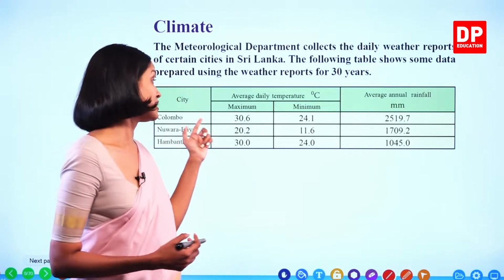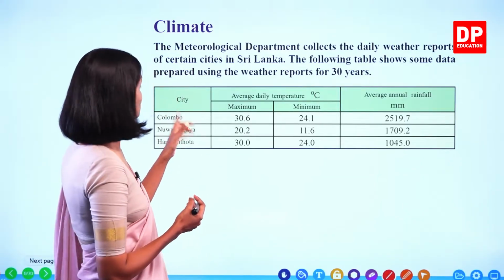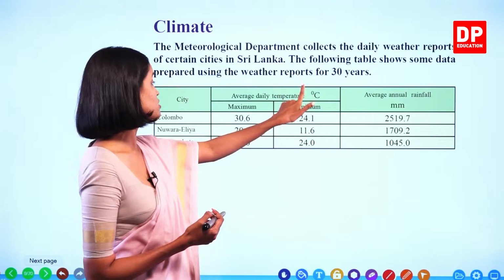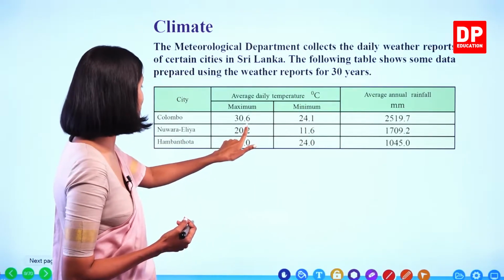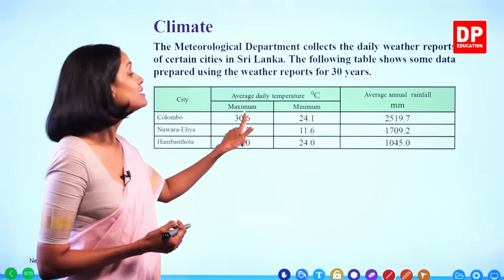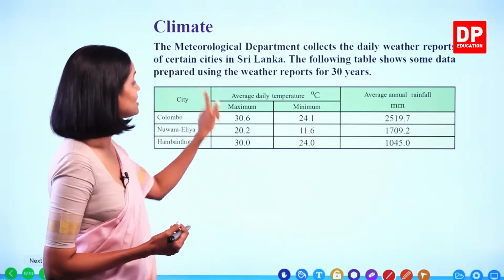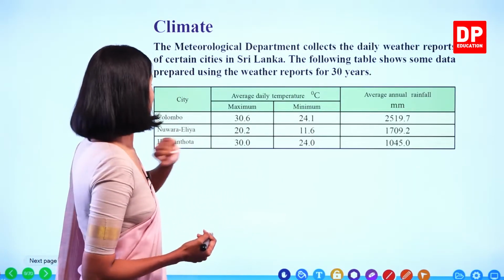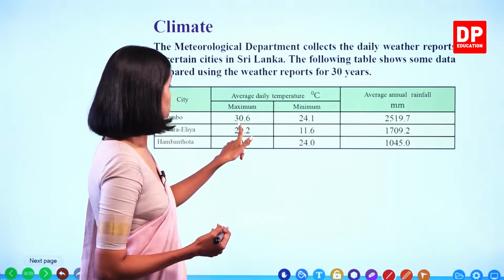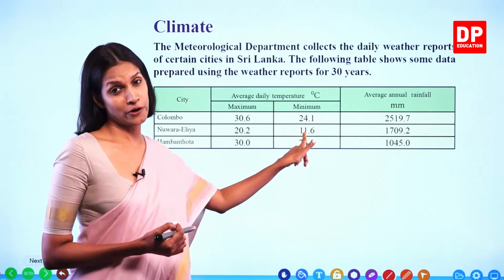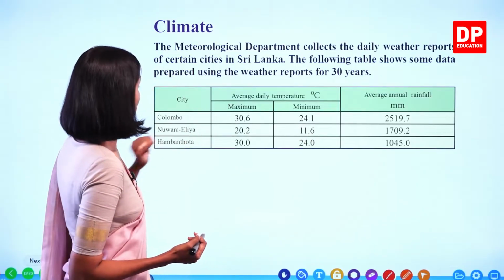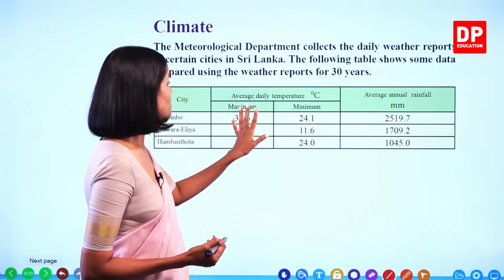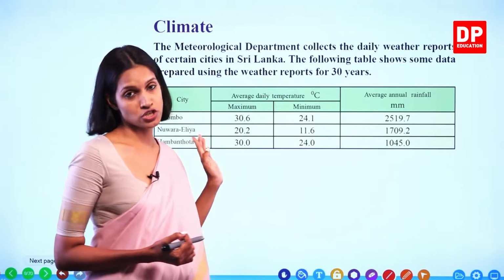We know that Nuwara is a cold area, right? So the maximum temperature is 20.2. If you compare the minimum temperature of Colombo city and the maximum temperature of Nuwara, the maximum temperature of Nuwara is even lower than the minimum temperature of the Colombo city, right? Right. So Nuwara 20.2 maximum, minimum 11.6. It's very cold, right? Hambantota, maximum temperature is 30.0, minimum temperature is 24.0.